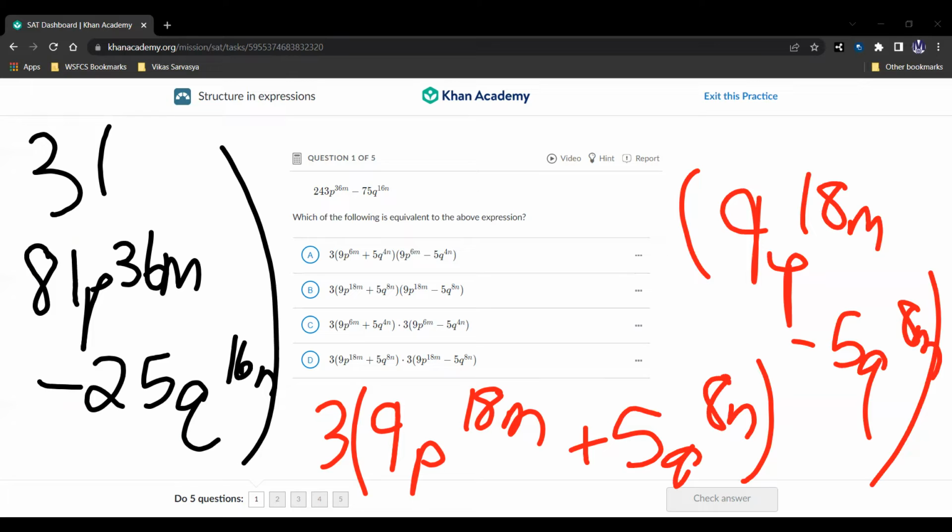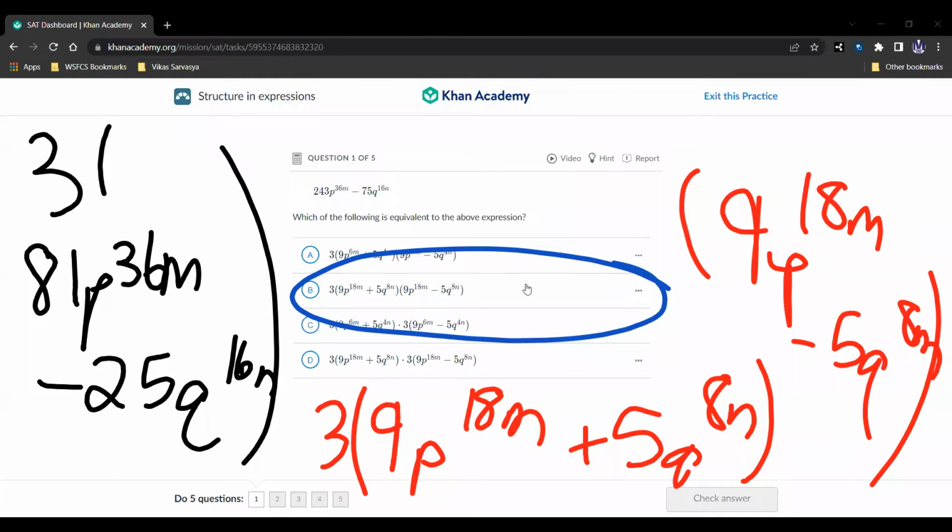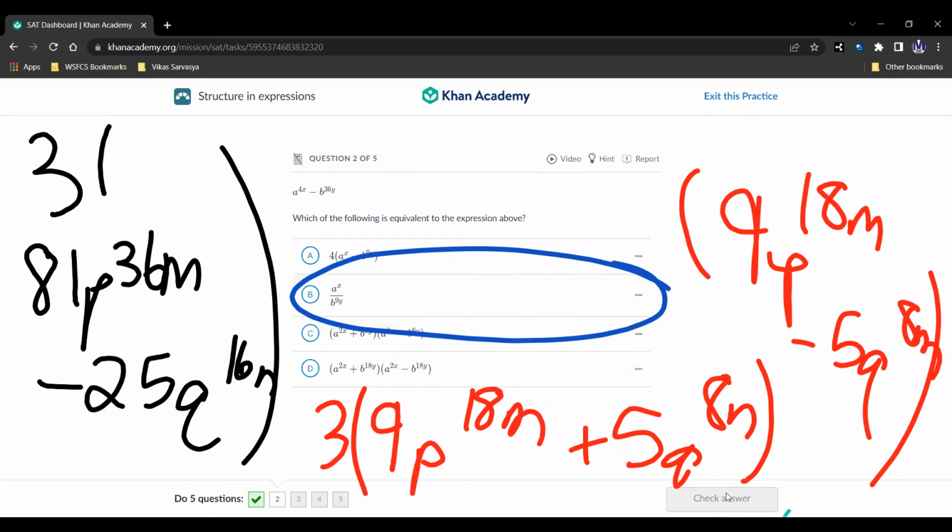But in this problem, we see that 3 times 9p to the 18m plus 5q to the 8m times 9p to the 18m minus 5q to the 8m. And looking at our answer choices, that seems to be choice B. And that is our answer, so let's move on.